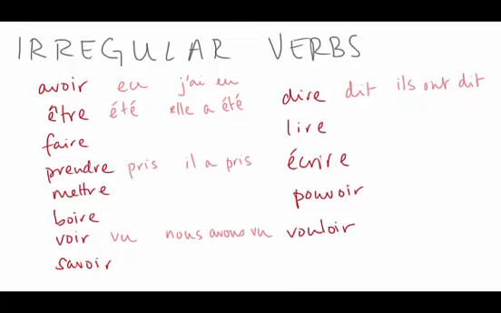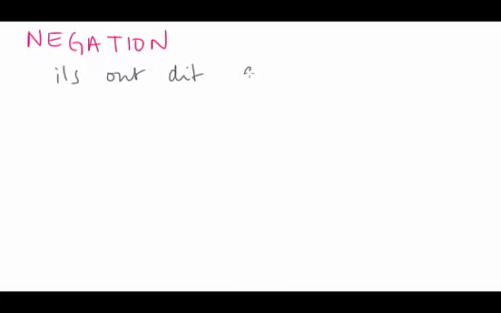Okay, so I have one more thing to go over before we end, and that is how to negate verbs in the passé composé. Negation. Okay, so let's go over some of the examples I just gave. Alright. Ils ont dit qu'ils vont être chez eux. They said they would be at their house.